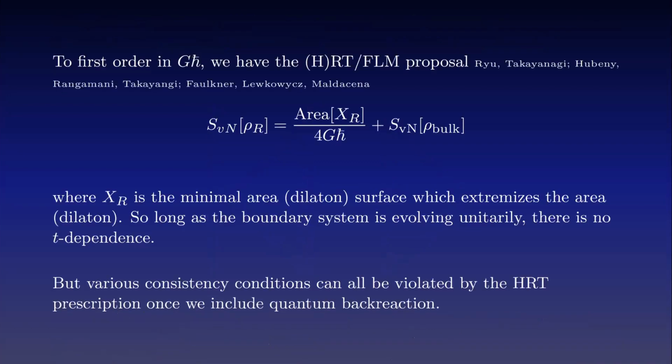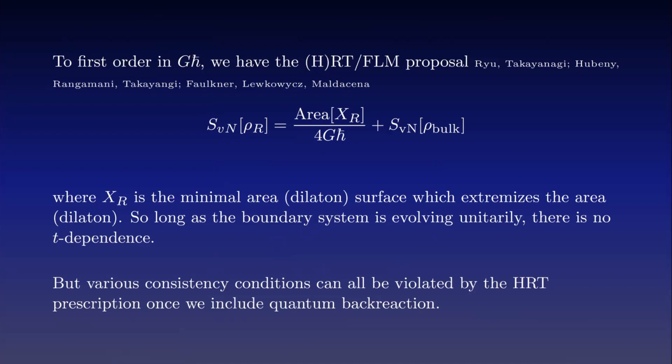Well, if we're working to first order in Gℏ, which is to say we're working not including the back reaction of quantum fields on our geometry, then we have the so-called HRT or FLM proposal, which tells us that if you want to compute the von Neumann entropy of a boundary state rho sub R, where R can be either a subregion if you're in higher dimensions, or it can be the full boundary, it can be multiple boundaries, then you have to look for a surface, X sub R, which is the minimal area surface that extremizes the area. Meaning, if you consider arbitrarily small deformations of X_R, then its area is stationary to first order.